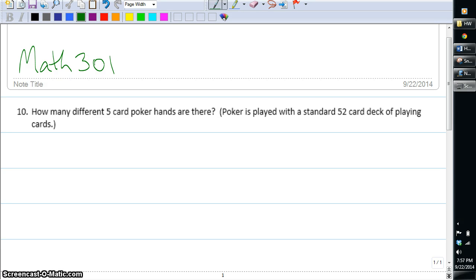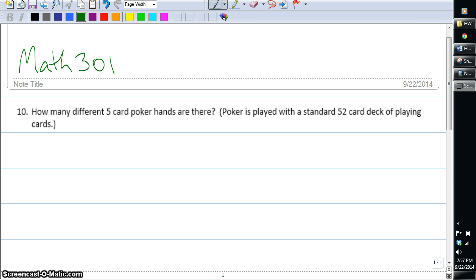Hi, this is Professor McKinsey, and I'm putting together a video to look at problems 10 and 11 from the worksheet involving computing probability. These were two problems involving five-card poker hands from a deck of playing cards. I want to look at problem 10 first.